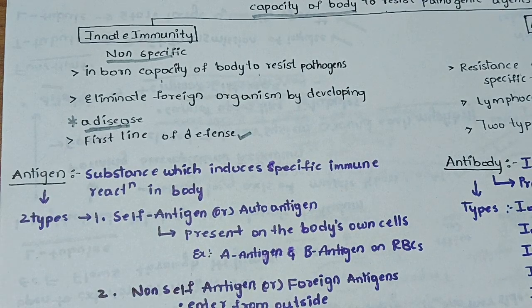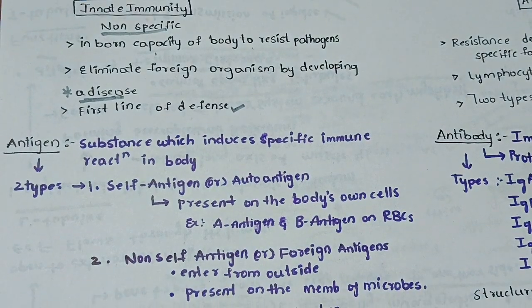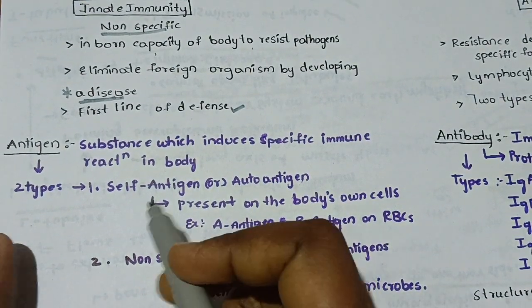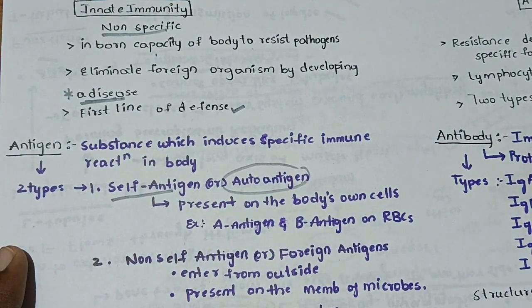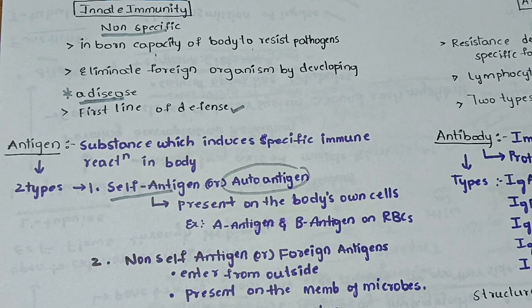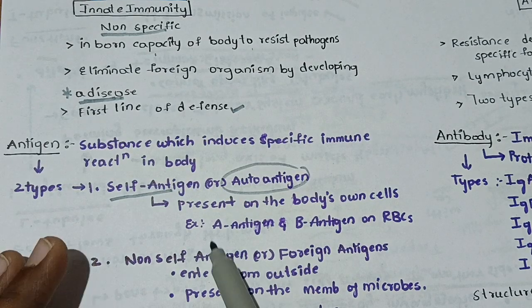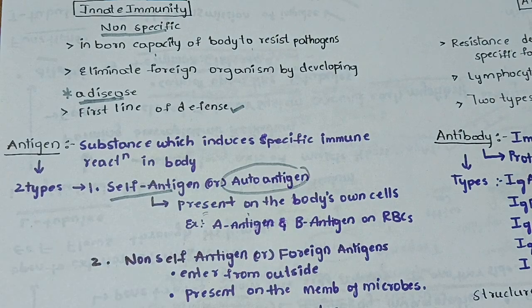Antigens are of two types: self antigen and non-self antigen. Self antigens are also known as auto antigens. Why? They are present on the body's own cells, hence known as self antigen or auto antigen. An example is the A antigen and B antigen present on the RBC.